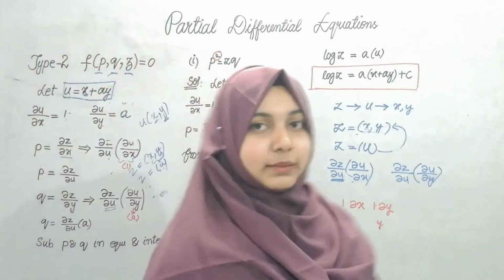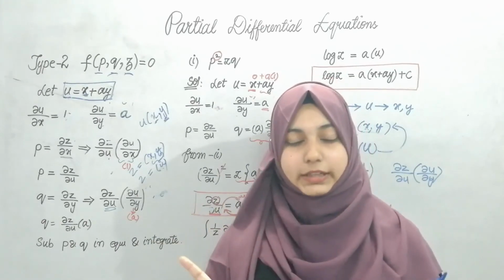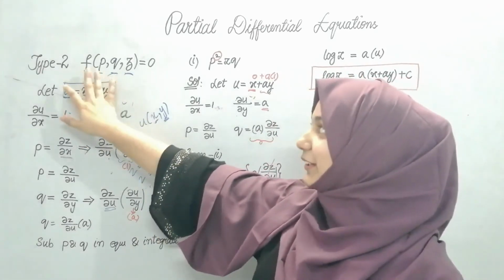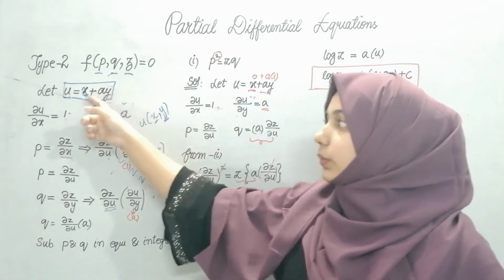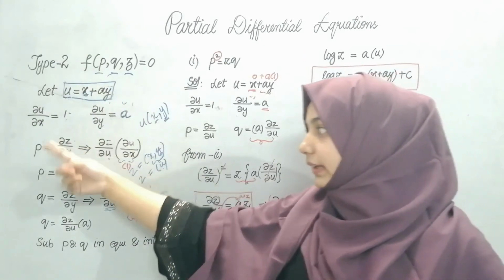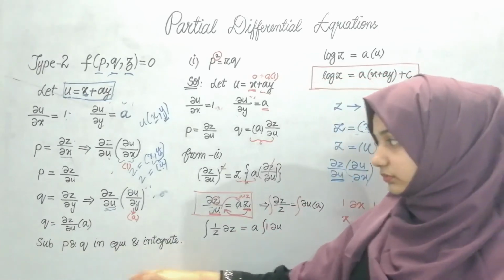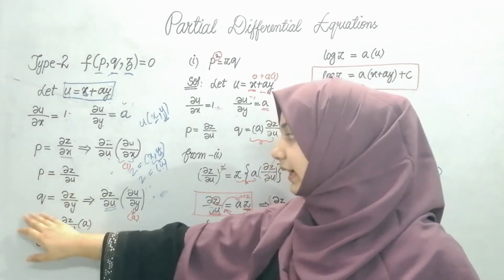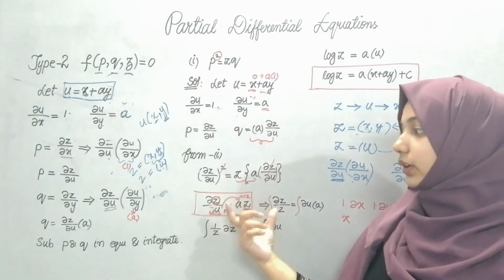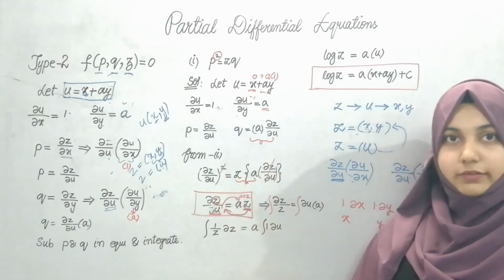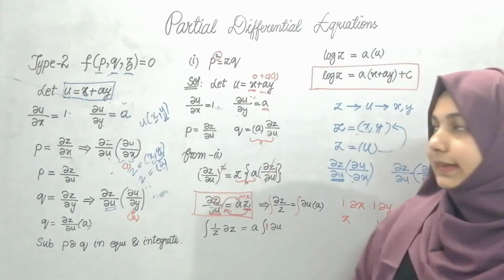Simply, if it is type 2, if we have got z other than p and q, this will be type 2. For solving type 2, first we'll consider u is equal to x plus ay. Then we'll find p and q. P value is this and q value is this. We have got the values of p and q. These p and q will be substituted in the given equation. Then we are going to solve it. Converting it and solving it. And how are we solving it? By integrating.